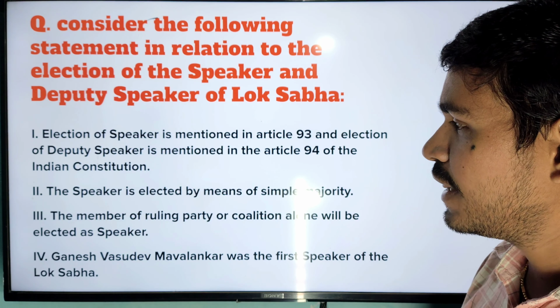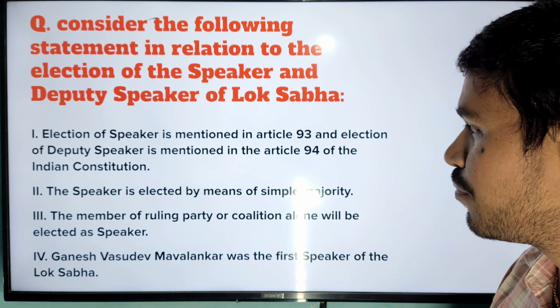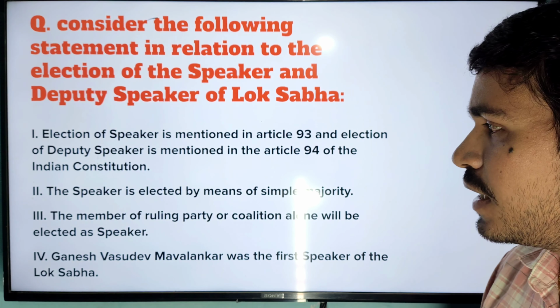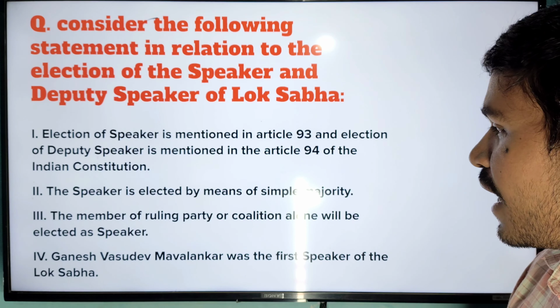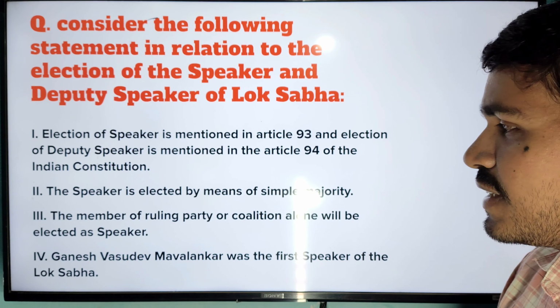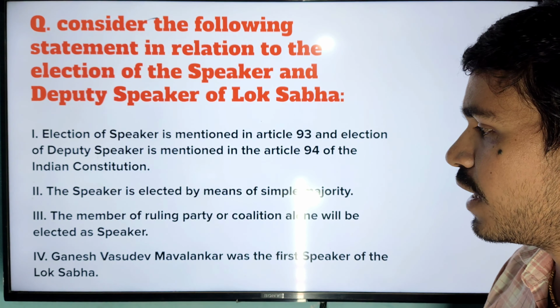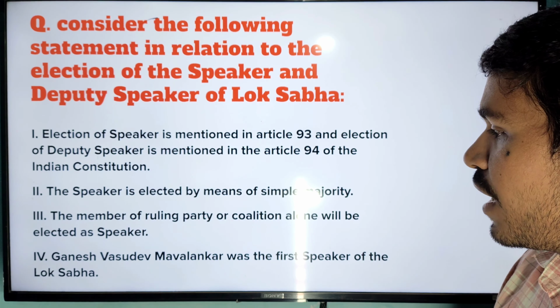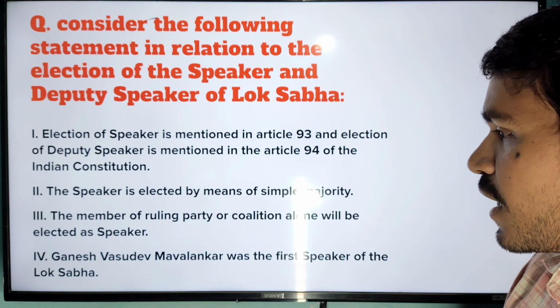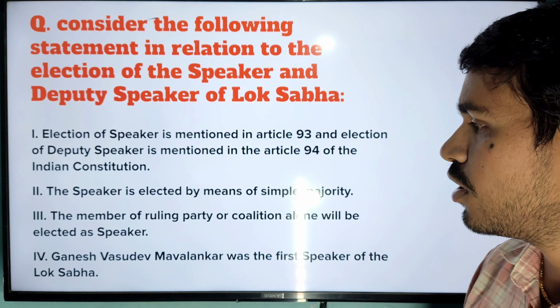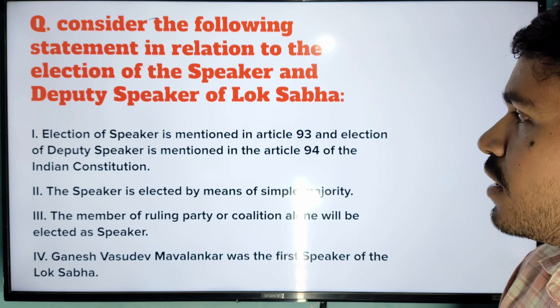Second statement, the Speaker is elected by means of simple majority. Third statement, the member of ruling party or coalition alone will be elected as a Speaker. Fourth one, Ganesh Vasudev Mavalankar was the first Speaker of the Lok Sabha. So, which statements are correct?